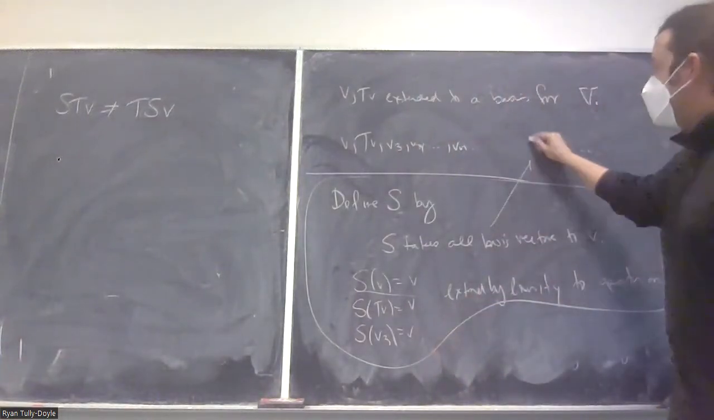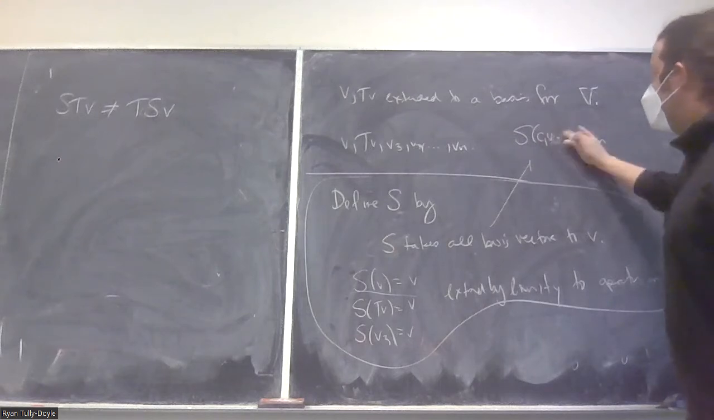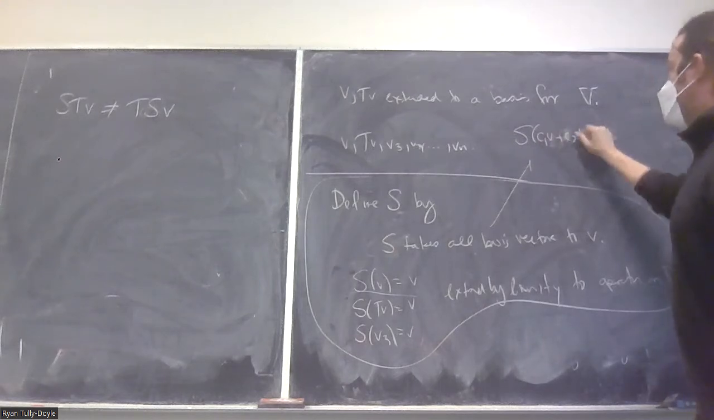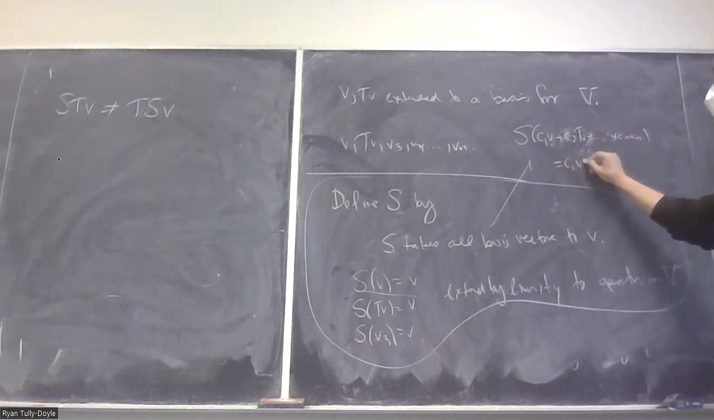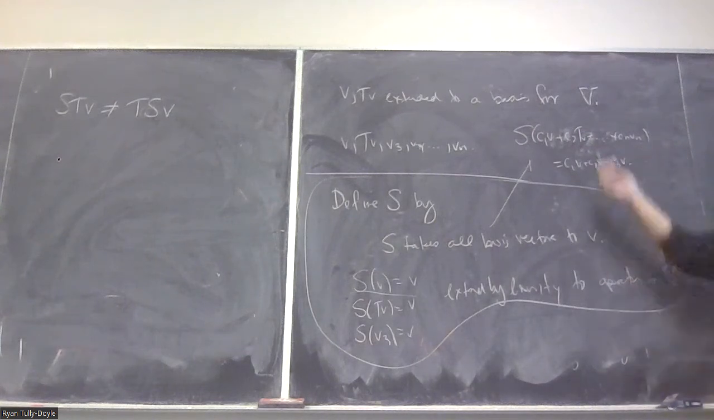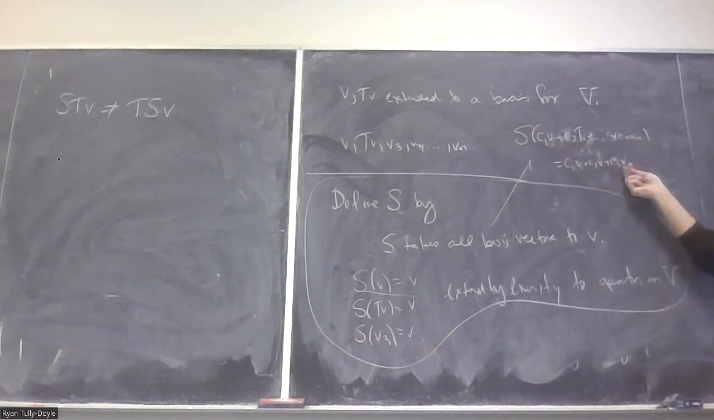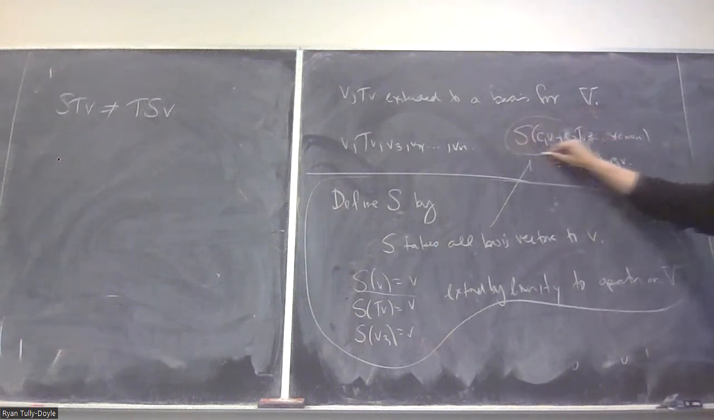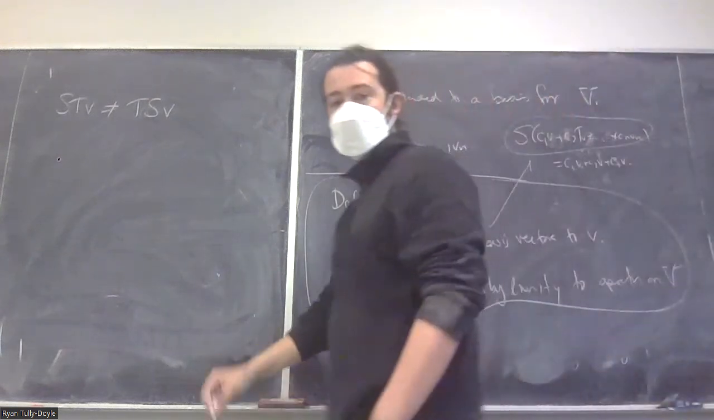The equivalent way of doing a definition like this is to write S of C1 V1 up to Cn Vn. This is the same as saying C1 V plus C2 V plus C3 V, and so on, right? This is the same definition as writing it this way. Every basis vector is being thrown to V. Same idea. But when I say extend by linearity, I mean this. Apply S to a linear combination means put S on each of the basis vectors and send them all to V.